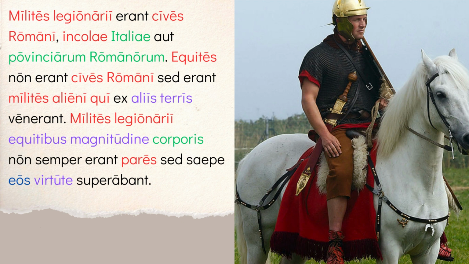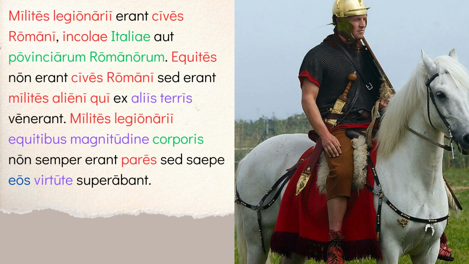So non semper erant pares, right? They were not always equal to the cavalry, equitibus, with respect to magnitudine corporis, the size of their body. Their stature is really what it's talking about. So it's saying the legions weren't necessarily the same size as the cavalrymen. And this is sort of an odd commentary, but I think it's talking about just the ethnic differences between Italians and people not from Italy. That would be my guess here.